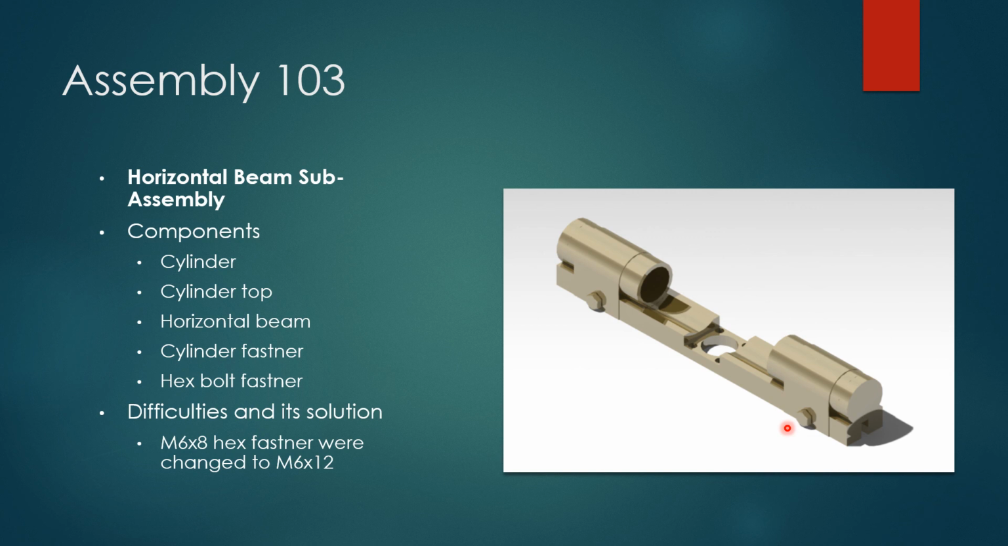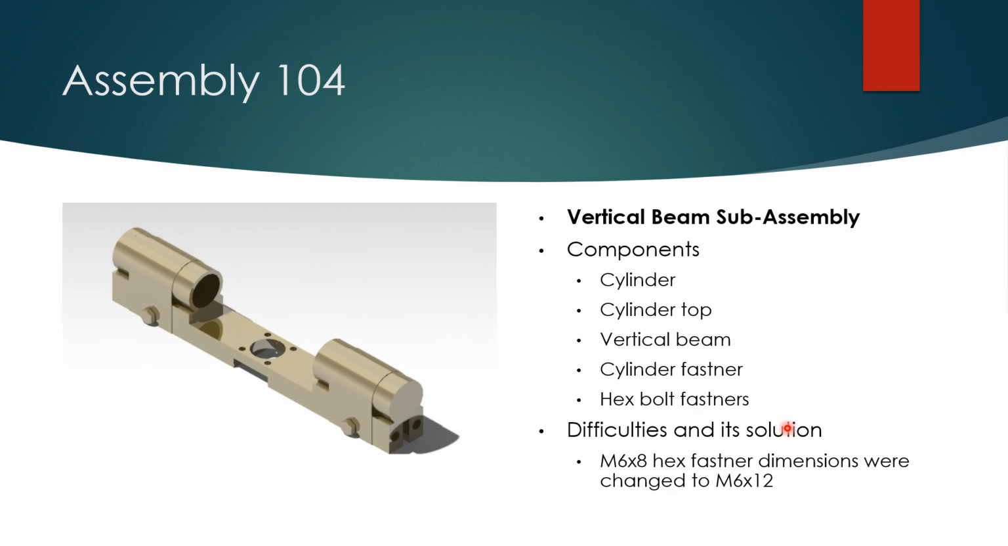And this assembly 103 is comprised of the cylinder top, horizontal beam, cylinder fastener, and the hex bolt fastener, which is the one that we increased. Also, assembly 104 is very similar to 103. It's almost a mirrored part. They fit together to form the main components of assembly 105. Similar to 103, it's created with a combination of the cylinder top, vertical beam, cylinder fastener, and the hex bolt fasteners.